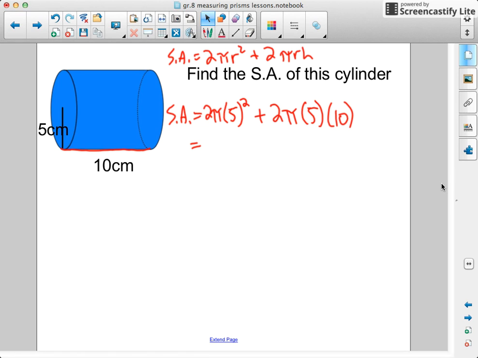So this is going to give me 2 times pi times 5 squared, which gives me 157.08, plus 2 times pi times 5 times 10, which gives me 314.159. Add those two together, keeping quite a few decimal points in it, and I would get 471.24 centimeters squared.